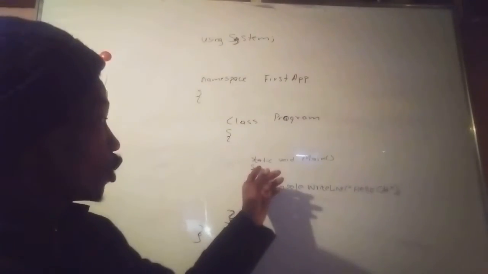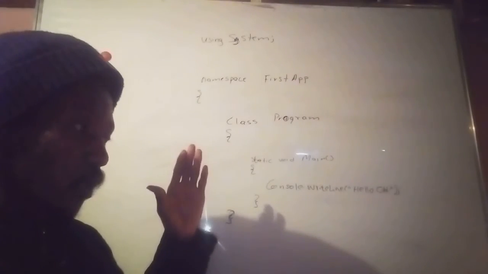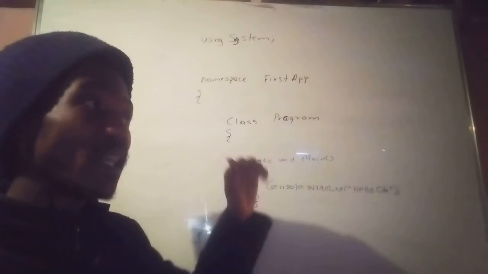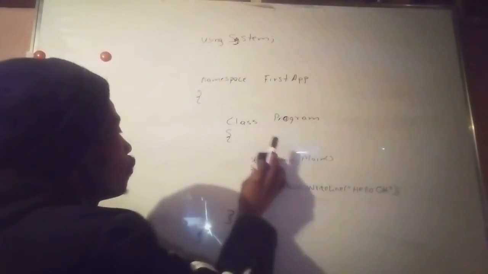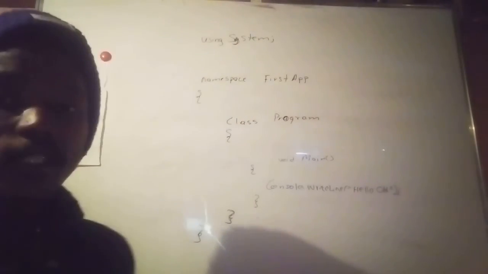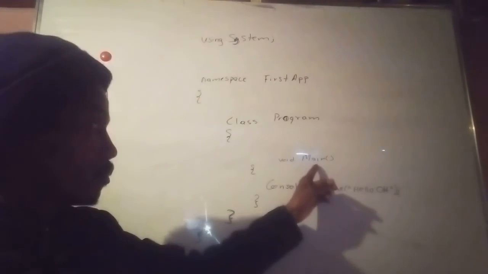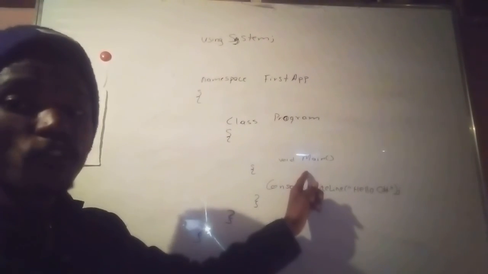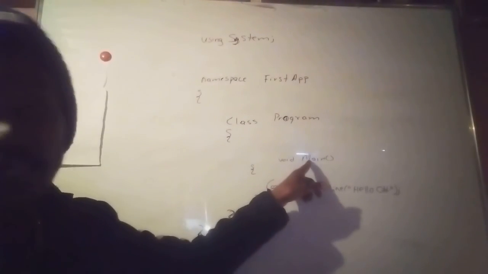Other keywords will include this static. What static basically does is to modify the behavior of this method so that it can be accessed on the class level, not on an instance level. Otherwise, if we remove this static here, in order to be able to call this method, in order to be able to use this method as an entry point, the .NET framework runtime will have to create an instance of program, and then it will be able to call this main method.